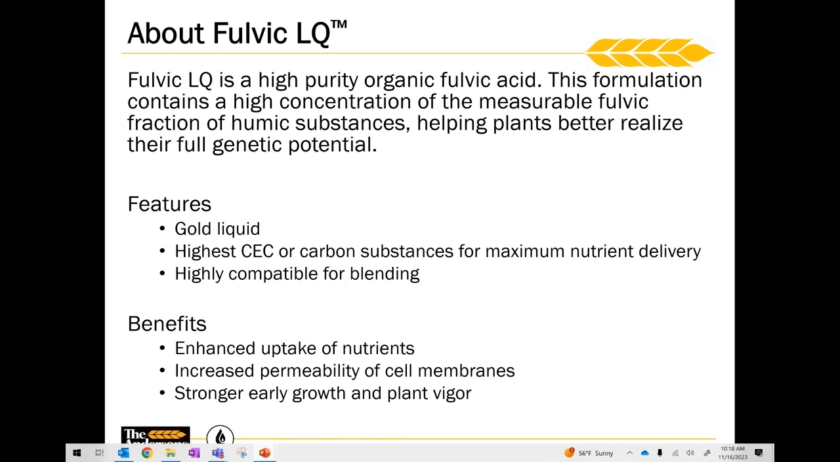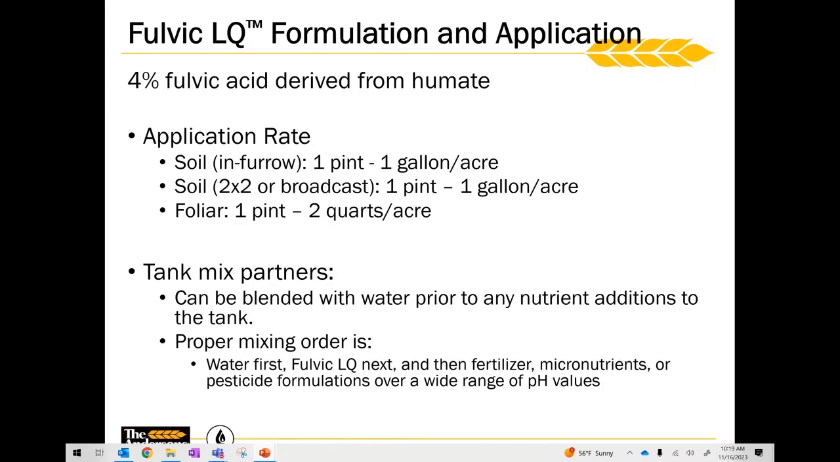A little bit about Fulvic LQ is it is very compatible as far as tank mix goes. It's a 4% fulvic acid, and it has all of those benefits that we expressed earlier when we were talking about the benefits of a fulvic acid. So it is very soluble, very great for application to your leaf and plant tissues, and helps really carry those nutrients into the plant. The plant recognizes the carbon and brings those nutrients up into the plant to be utilized, making all of our fertilizer applications just a little bit more efficient.